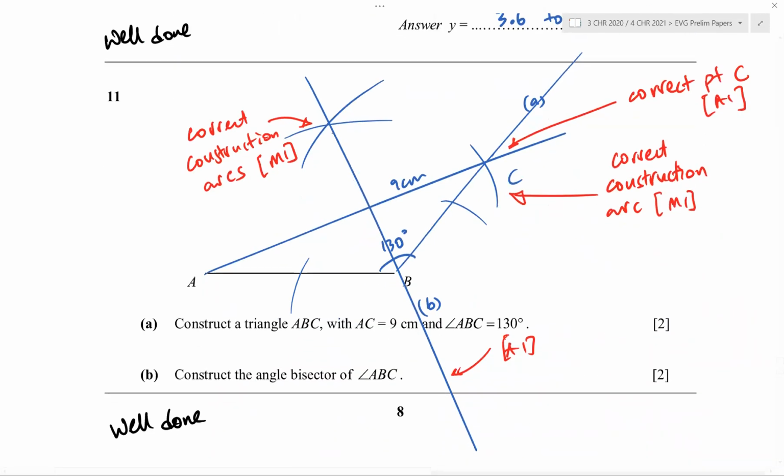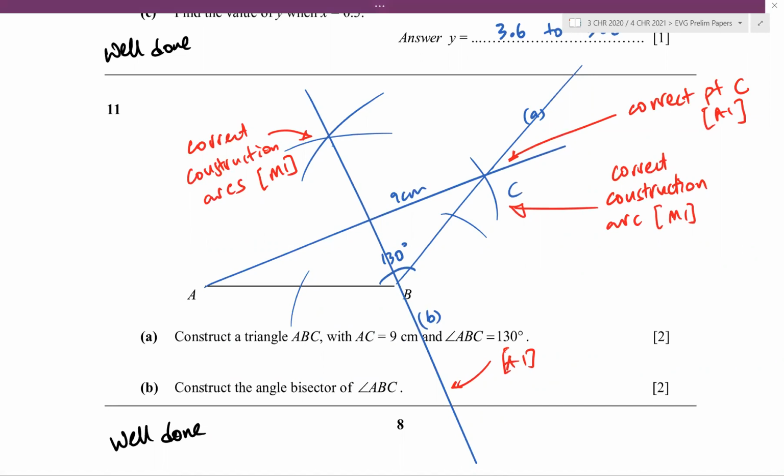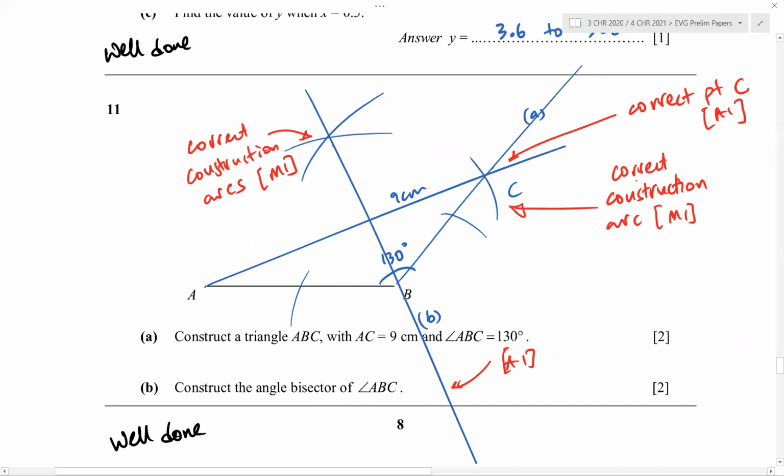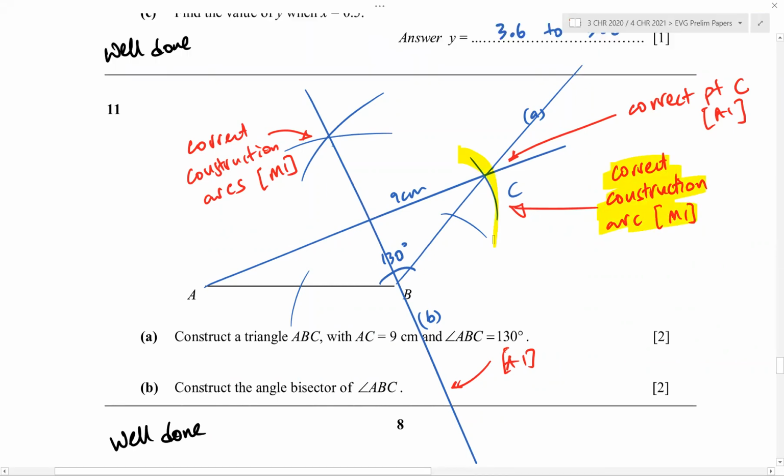Now question 11. Part A was actually quite well done. Many of you show me the correct construction arc. Okay, the construction arc I'm talking about is this one. So the highlighted arc is 1 mark. Then you get a correct position of C, 1 mark. Total 2 marks for part A.